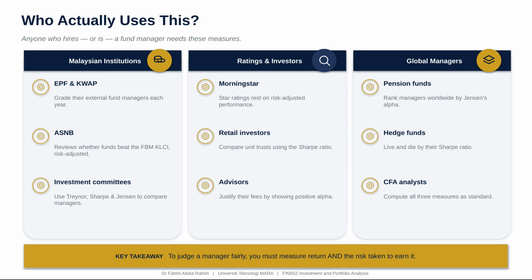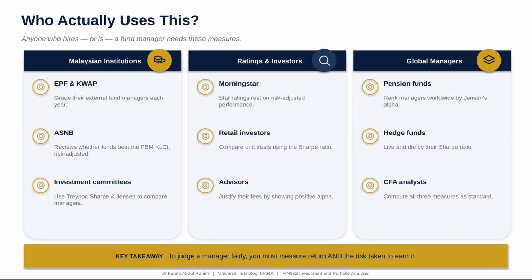In the middle column, ratings agencies and ordinary investors. Morningstar's famous star ratings rest entirely on risk-adjusted performance. Retail investors compare unit trusts using the Sharpe ratio, often without realizing it, and financial advisors justify the fees they charge by showing a positive alpha, evidence that they added value.